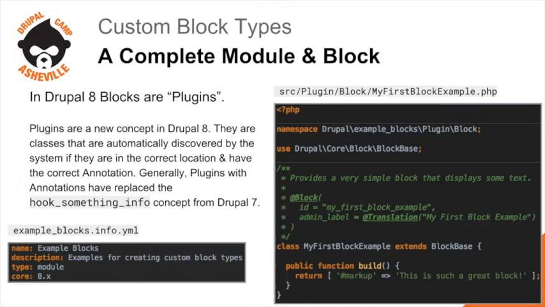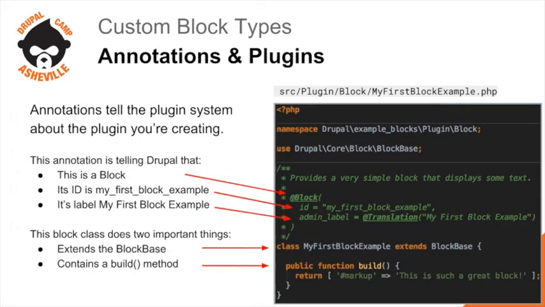The system discovered this block on its own because of annotations. I didn't have to write hook block info or anything like that. Plugins, and I talked about this earlier, but just to reiterate, plugins are new to Drupal 8. Basically, plugins are mini, tiny parts that are swappable and discoverable, and they use annotations to denote their metadata. Any questions about this complete, amazing block module? We'll see it in action shortly. I think there's only like 6 slides in this whole thing.